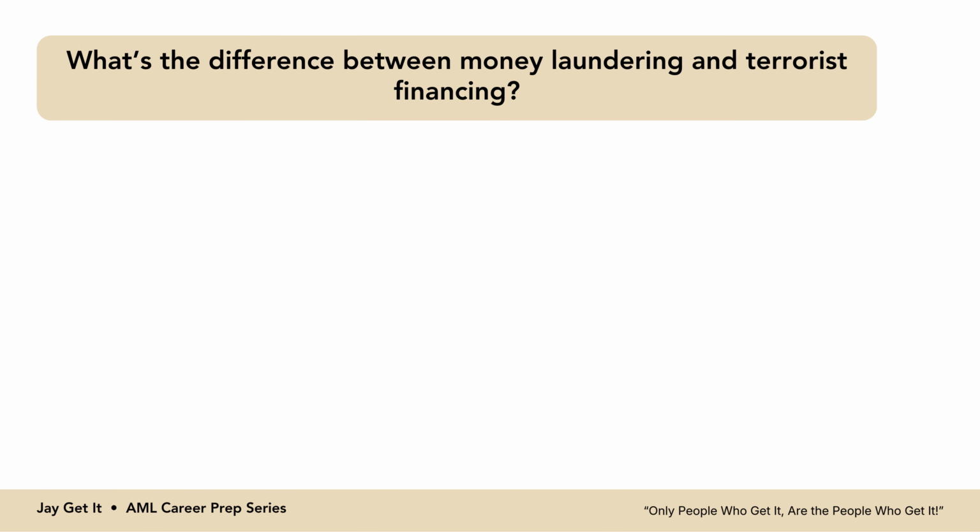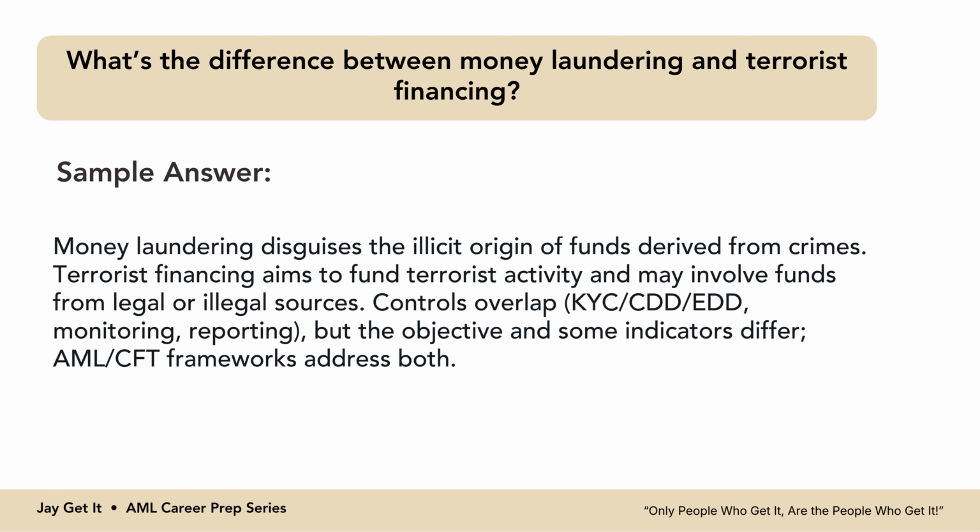Question number 6. What's the difference between money laundering and terrorist financing? Sample answer. Money laundering disguises the illicit origin of funds from crimes. Terrorist financing aims to fund terrorist activity, and funds can come from legal or illegal sources. Controls overlap, but the objective and some indicators differ. FATF sets the global framework for both AML and CFT.